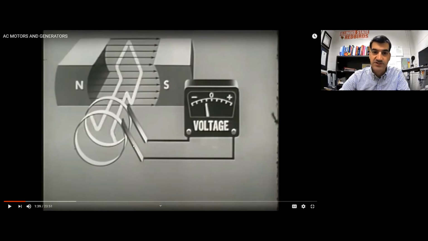Meanwhile, these brushes are not rotating around. They're stationary and they're just riding on the slip rings that are rotating around, and the electricity is being conducted from the armature through the slip rings to the brushes, which are stationary, and then out to the rest of the electrical grid.